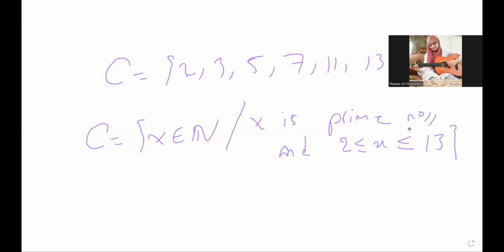Now, let's move to the expansion form, which is much easier than the comprehension. Okay, so in the expansion form, we have to list all the elements that exist in the set.